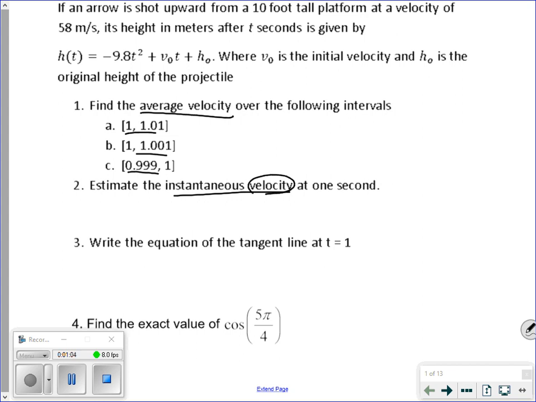So try this problem on your own. Don't let the equation scare you here. V of 0 and h of 0 are given in the problem, right? Here's V of 0, that's your initial velocity, and here's your initial height. I should actually say meters. Okay, so try that problem and we'll go over it in class together. It's a good practice of yesterday's notes.